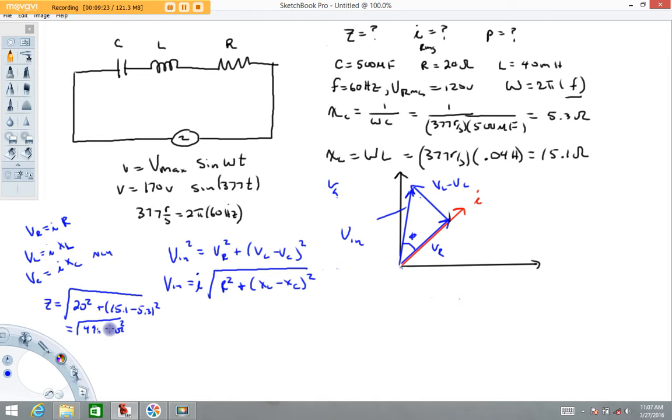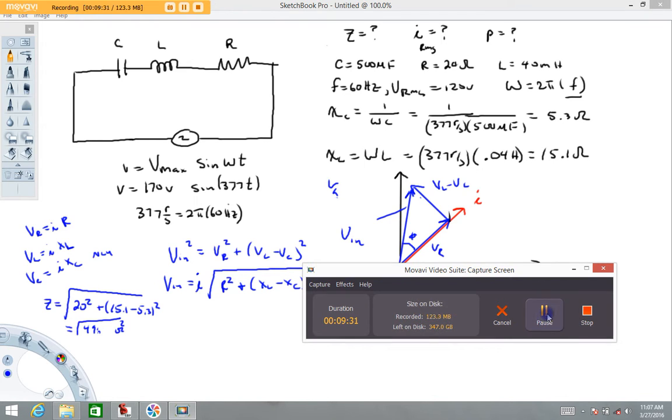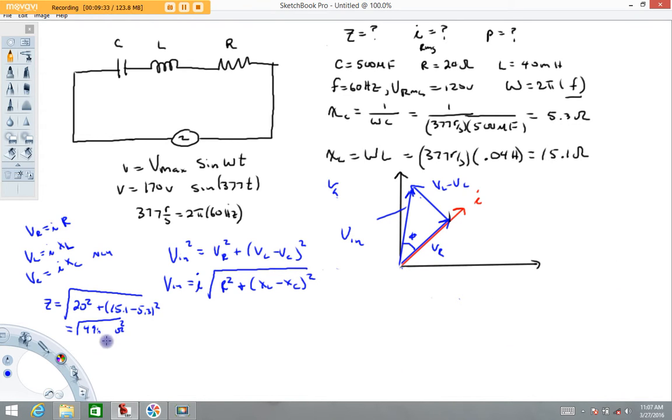And I'm not seeing a square root button on it. Got to pause this while I find that button. Okay, I'm back. Sorry about that. So I got 22.3 ohms for that. So the impedance of this circuit is approximately 22.3 ohms.